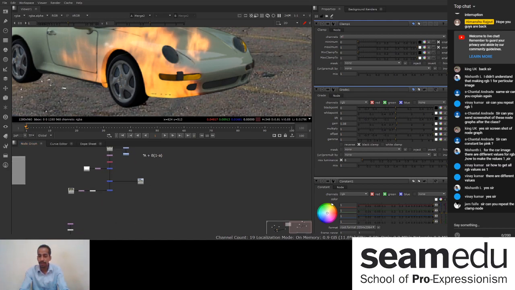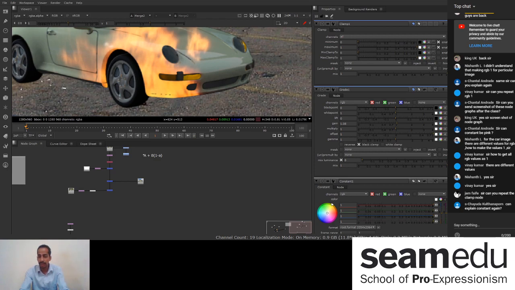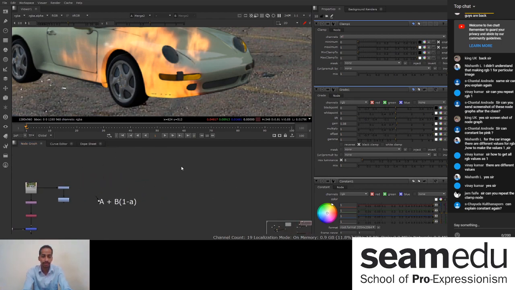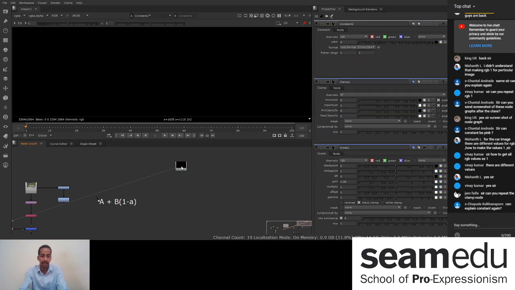Any other question? Can you repeat the clamp node? Yeah, Jerma, I can repeat the clamp node and can explain constant again. Yeah, Chayuda, I can explain the constant and I'll go one after the other. So Jerma is asking, can you repeat the clamp node? Yes, I can repeat the clamp node. Jeremiah, it's quite simple. Let's say you have a constant or any image.